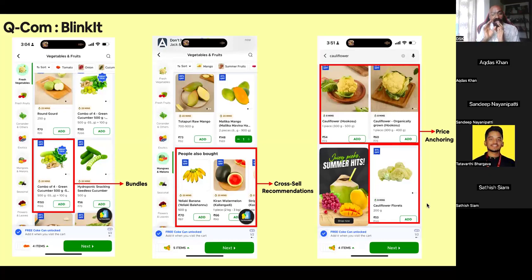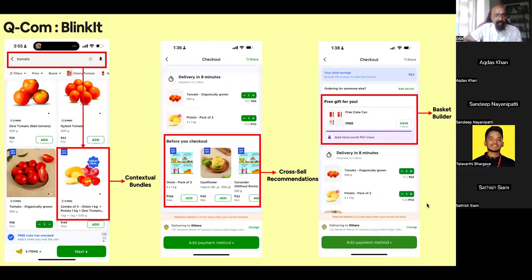So by placing similar but premium products in the same viewport of the app, you're nudging people to think about alternatives. So these are interesting ways in which BlinkIt has been increasing items per order, as well as doing some form of premiumization to increase the item selling price.